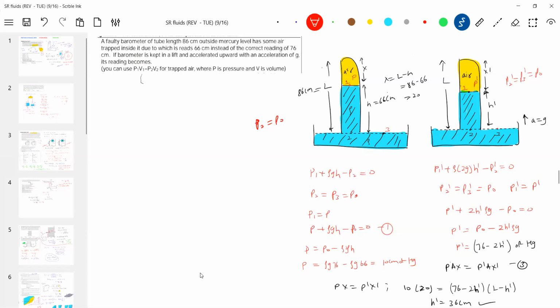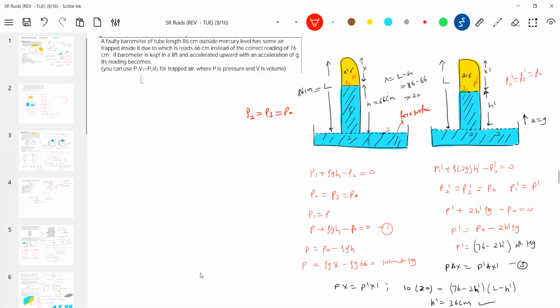Why P2 equal to P3? P2 equal to P3 equal to P naught, no? Because they lie on the same horizontal line, and this is a free surface. If you can make this observation, the problem will be very easy.